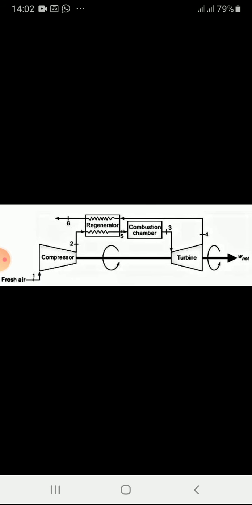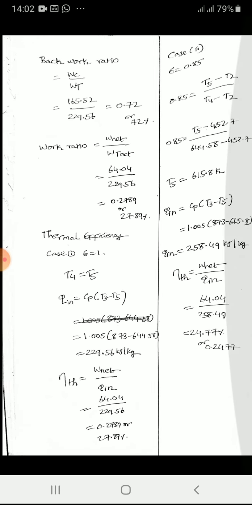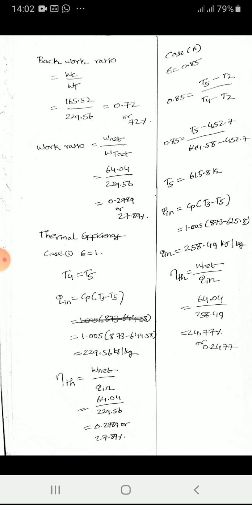So regeneration is to minimize the fuel or minimize the energy supplied in combustion, right, to achieve the same or equivalent amount of work. How we are minimizing the energy supplied, that is the concept of regeneration, right?